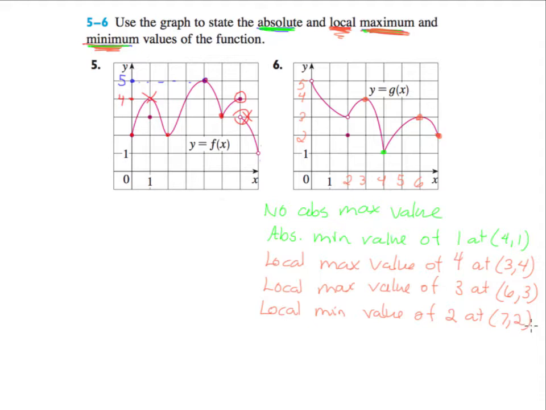Now let's go back to this dot at (2, 2). That is also considered a local minimum value because it is in the domain of the function and it's the smallest value near it, because all other values near it are at 3 or above 3. So we would consider we have a local minimum value of 2 at the point (2, 2).